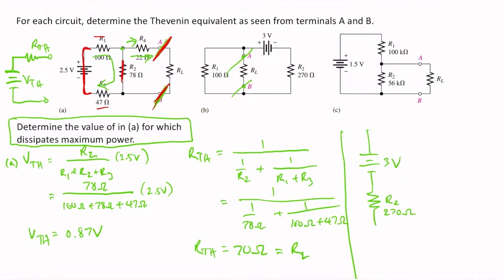And here we have our R1, which is 100 ohms. And where's point A and B? Point A is here next to the positive terminal of 3 volts, and point B is here next to the intersection between R1 and R2. Okay, so this is point A, this is point B. Perhaps this is now easier to see.